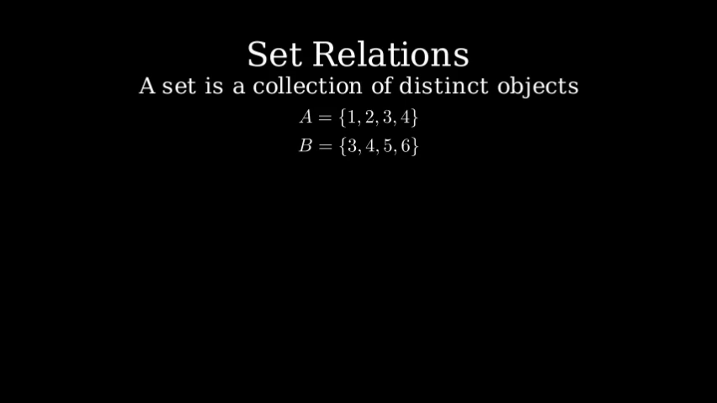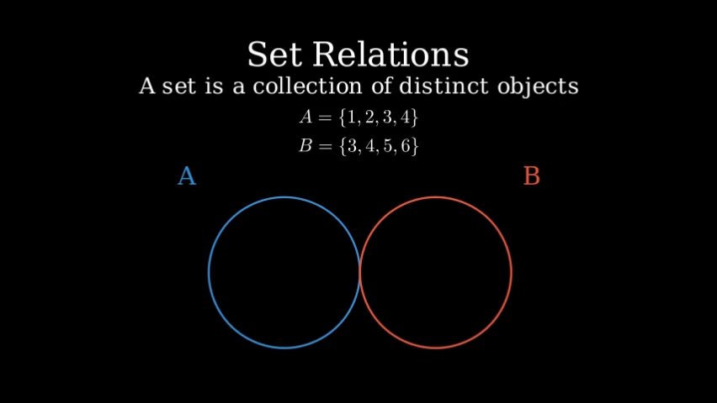We can visualize sets using Venn diagrams. Here we have two sets, A and B, represented by circles. The elements of set A are 1, 2, 3, and 4, and the elements of set B are 3, 4, 5, and 6. The first set relation we'll discuss is intersection.